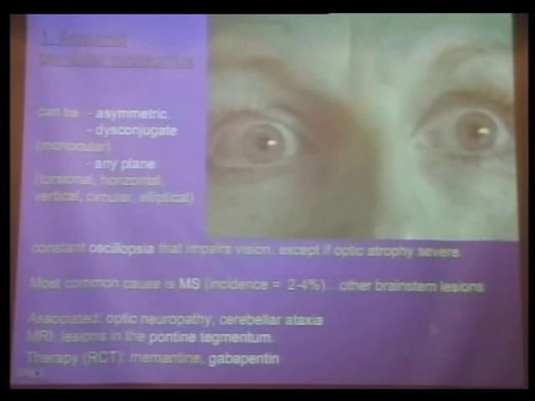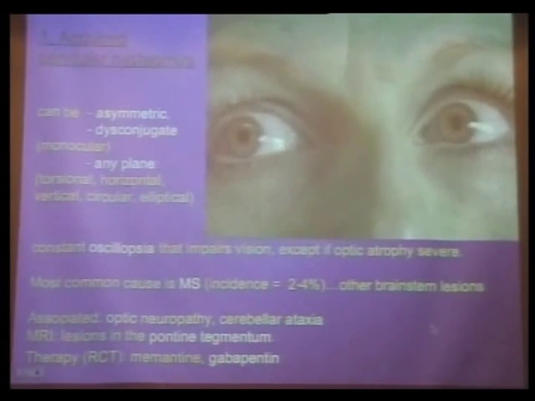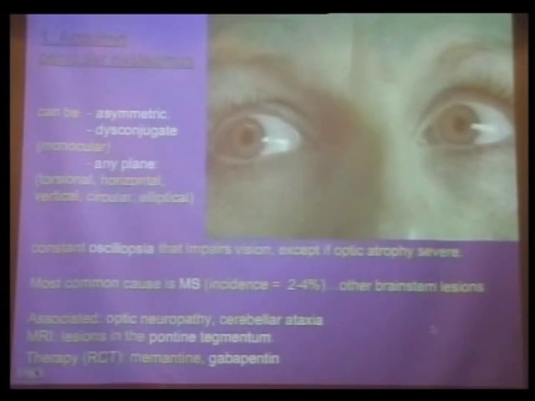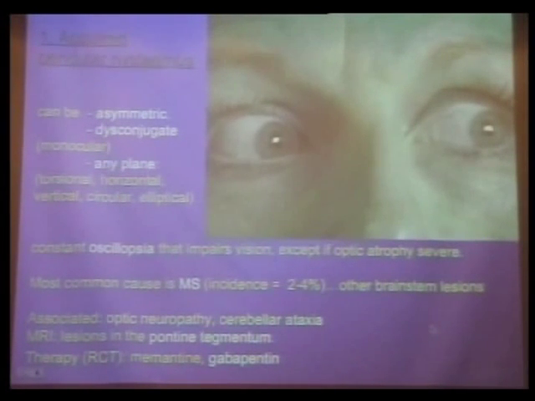And that's quite characteristic. This can be symmetric, but it can often be asymmetric, even to the point of being monocular. And it can be disconjugate in the sense that if one eye is going in one direction, the other eye can be going in an entirely different direction. But they tend to go at the same frequency. It can be in any direction. It can go horizontal, vertical, circular, elliptical. It's very variable.